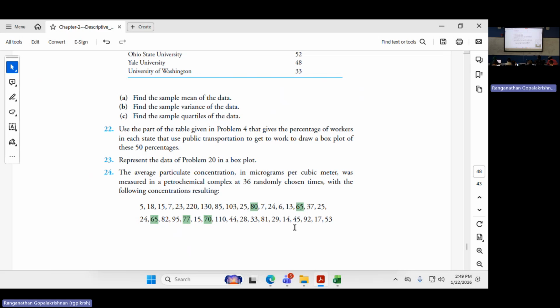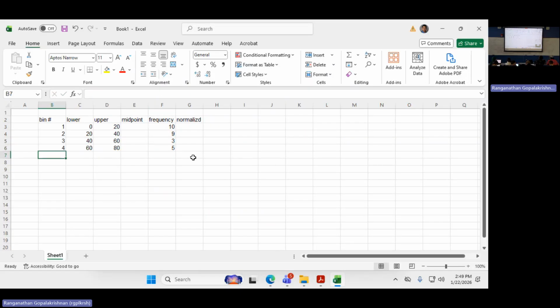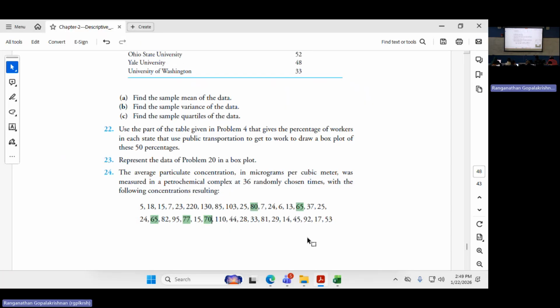Now we are talking 60 to 80. For 60 to 80, we have 5. Is everybody getting that? Yes. So that's 5 entries. And then bin number 5, 80 to 100. What do we have for 80 to 100? I have 85. I already counted 80 in the lower bin, so I'm not counting it again.